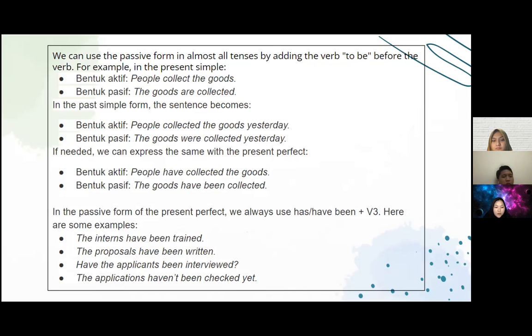In the passive form of the present perfect, we always use has or have been plus verb 3. Here are some examples. The interns have been trained. The proposals have been written. Have the applicants been interviewed? The applications have not been checked yet.